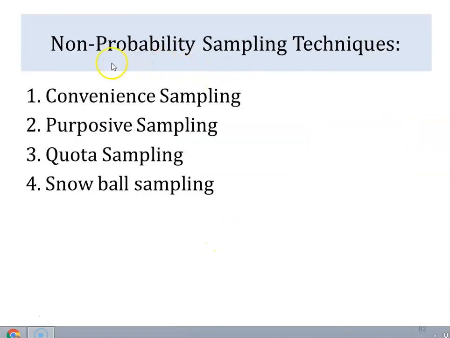Second category of sampling technique is non-probability sampling. This sampling technique does not ensure the true representative sample, and there are different methods under it. Convenience sampling, also called consecutive sampling, purposive sampling, quota, and snowball.